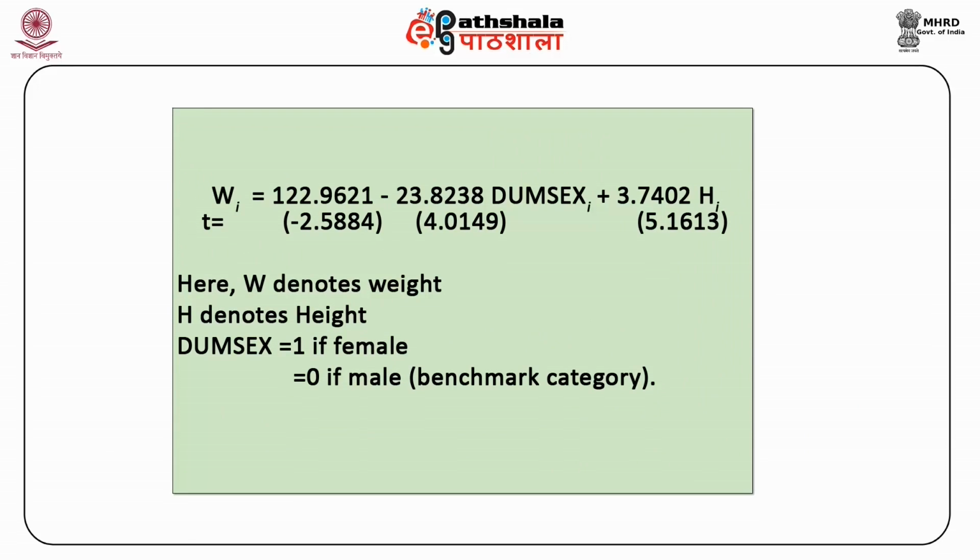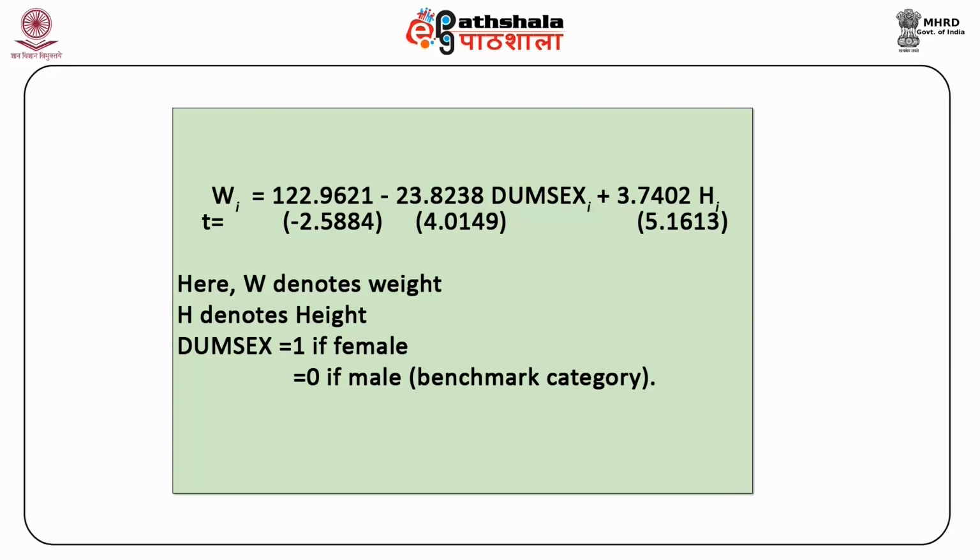Wi is equal to 122.9621 minus 23.8238 dummy sex i plus 3.7402 Hi. The respective t values are minus 2.5884, 4.0149, and 5.1613. We find that the dummy variable is statistically significant.